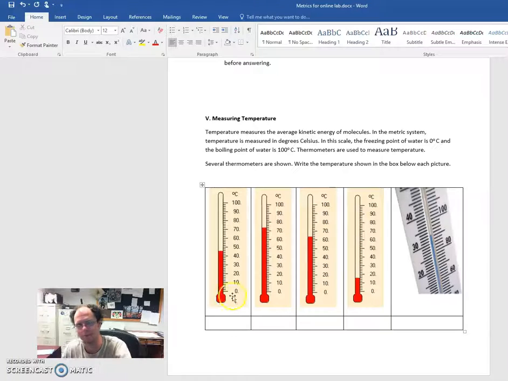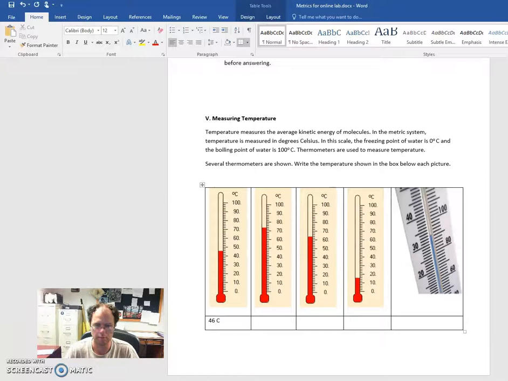Here you're just simply reading these thermometers, and be careful. Some of these will have 2 degrees per line again, so count the lines here. There's 5 lines between 40 and 50, so each one of these represents 2 degrees. So it looks like it's just about even with the third line, so that's 46 degrees for this one.